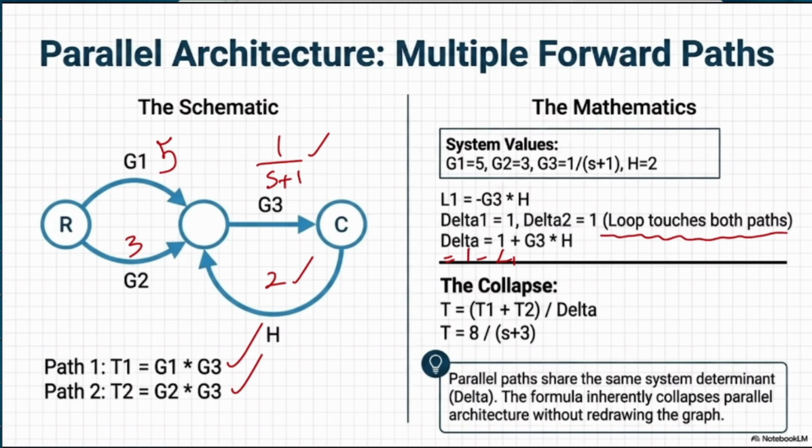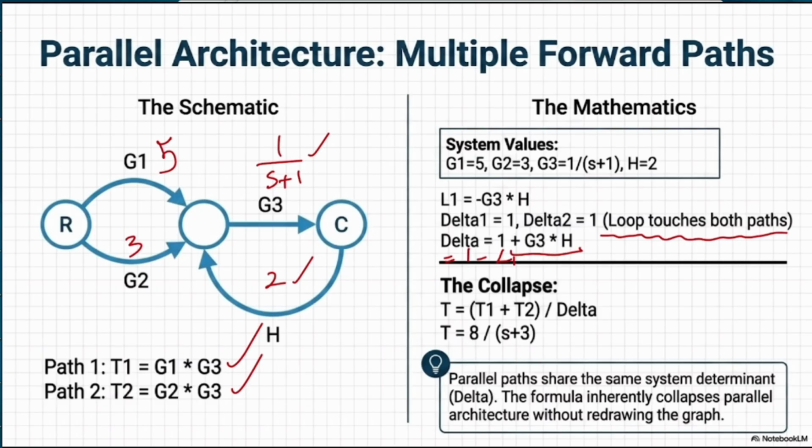How can I find the delta? It is going to be 1 subtracted by the summation of all of those feedback loops, of which I only have 1, plus the multiplication of feedback non-touching loops, which I don't have any, so I don't care. So my delta is going to be 1 subtracted by what? Subtracted by G3 times H, actually with the negative sign. So at the end of the day it is going to be like this.